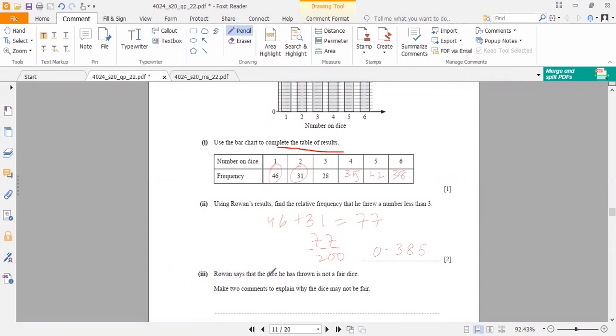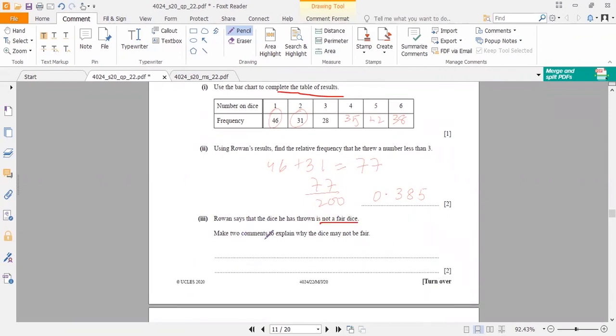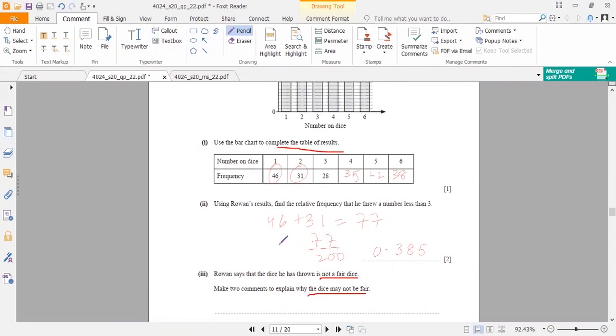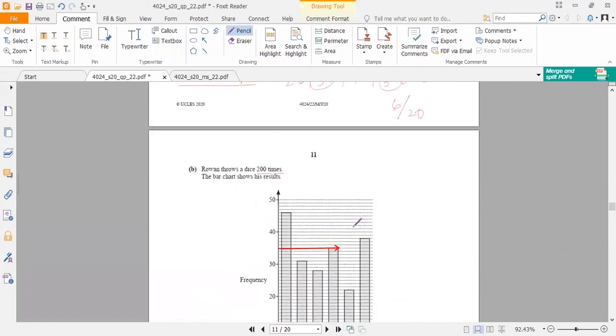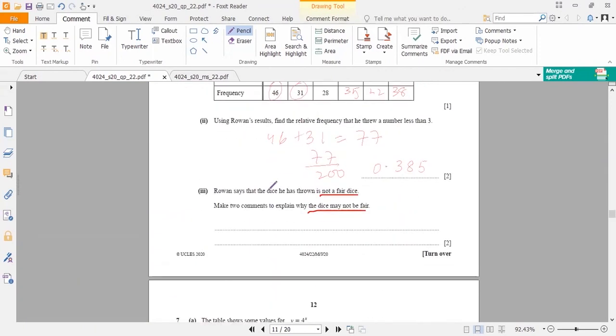Okay, now come to part 3. One says that the dice he has thrown is not a fair dice. Make two comments to explain why the dice may not be fair. The first comment will be, it is a large sample. Obviously the sample is 200, as you can see over here, which showed different frequencies.